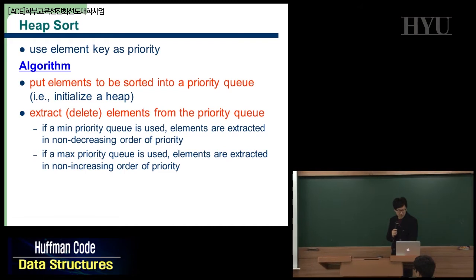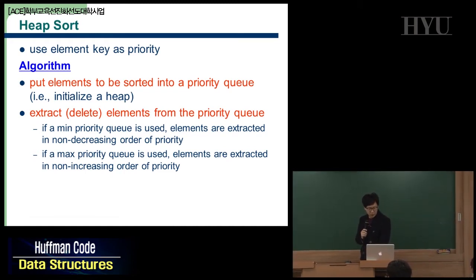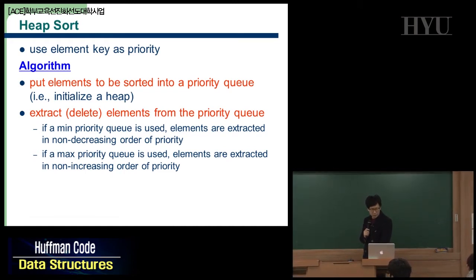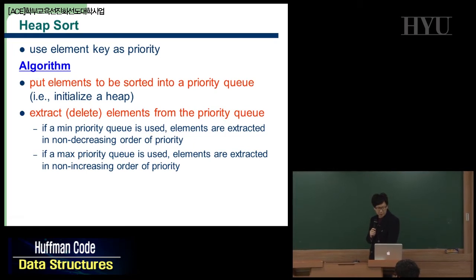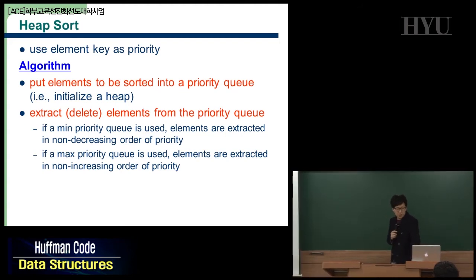Okay. So, in terms of applications: heap sort, machine scheduling, Huffman code. Okay, this was a figure to briefly explain how to use a max priority queue, heap, to sort elements.